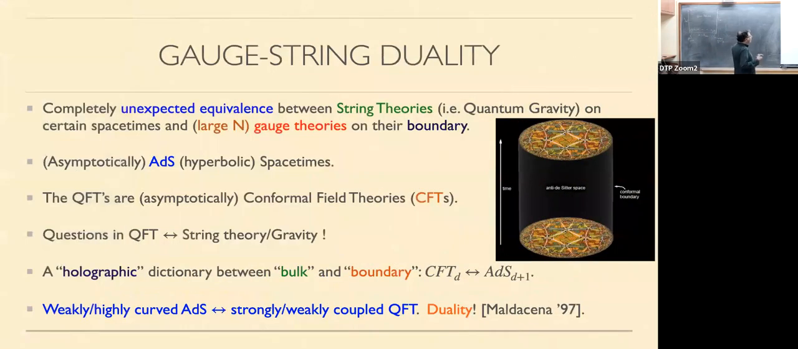But what is gauge string duality? It's a very unexpected equivalence between string theories, namely theories of quantum gravity on a certain class of spacetimes, in the simplest case the anti-de Sitter or asymptotically anti-de Sitter spacetimes, and quantum field theories that live on the boundary, or the conformal boundary, more precisely, of the spacetime.